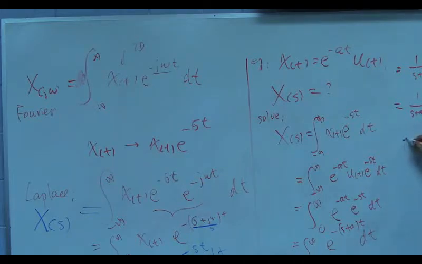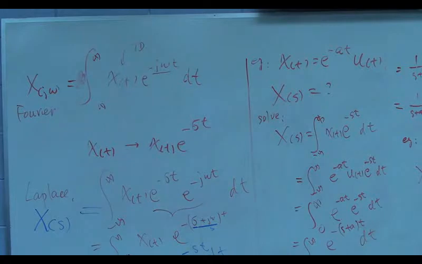Another example is, for example, if x(t) equals e to the 3t u(t). What is this one? e to the 3t times u(t). What is it? A is given, right? That's a special case of that one. So can you tell me what is the Laplace transform for this one?